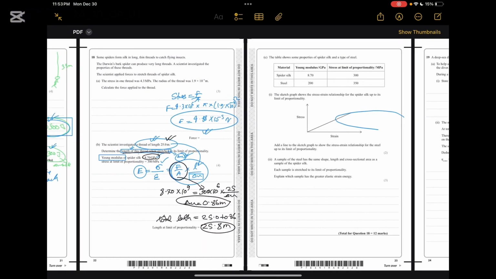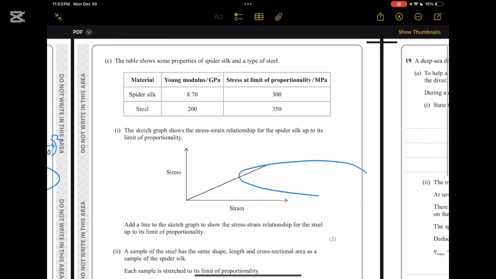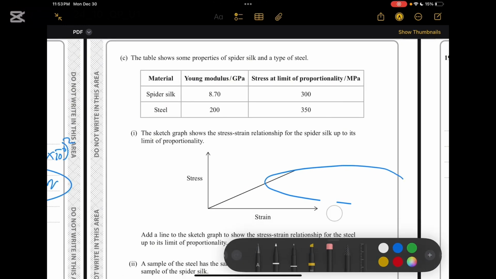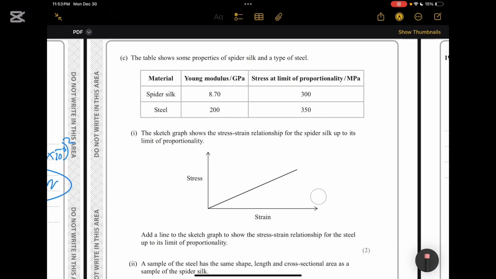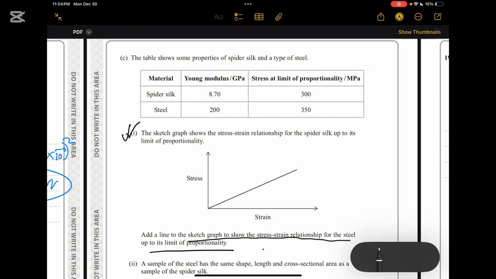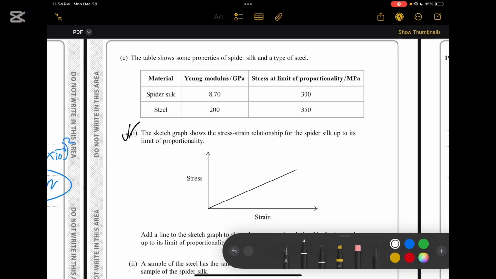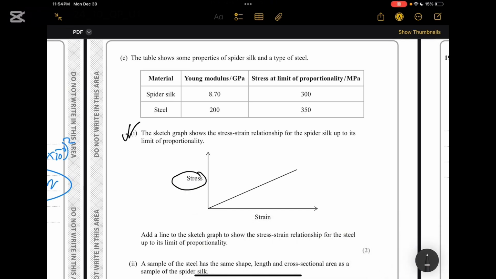Moving forward to question number C right now. This is a very easy question, but it seemed really difficult for the students to solve. My previous year students also told me that this question was really difficult for them. In this part, they have said a sketch graph shows the stress strain relationship for the spider silk up to its limit of proportionality. Add a line to the sketch graph to show the stress strain relationship for the steel up to its limit of proportionality. So what they have given us is the stress strain graph.